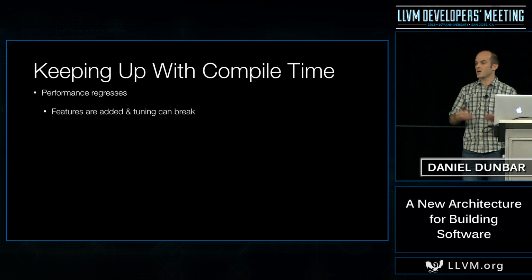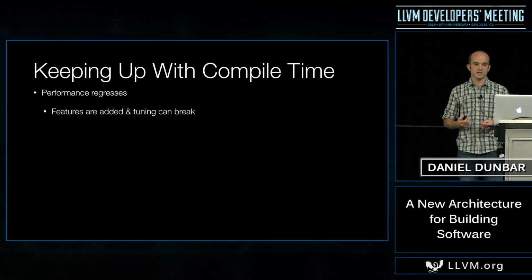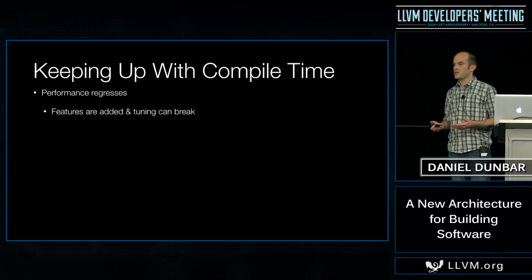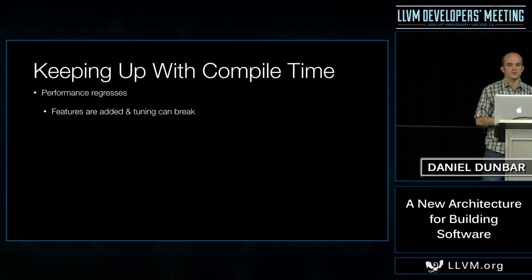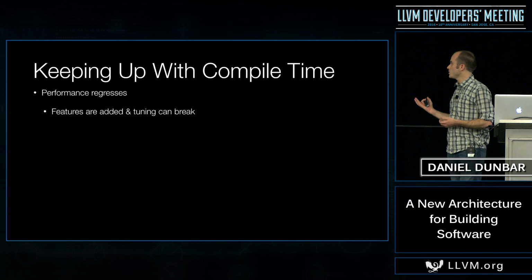There's also been tons and tons of new diagnostics added to Clang. And all of those features make the compiler a lot better, but they also can slow the compiler down, even if it's just because there's more code and the instruction cache is less full. So the other thing that can happen is some of that initial tuning can break.